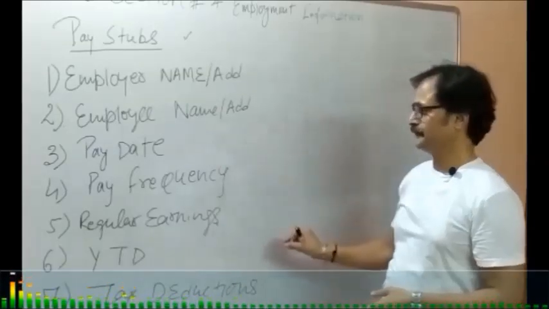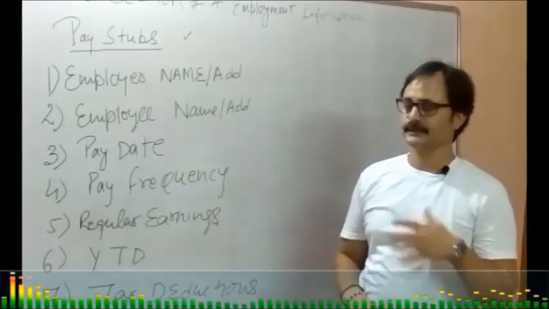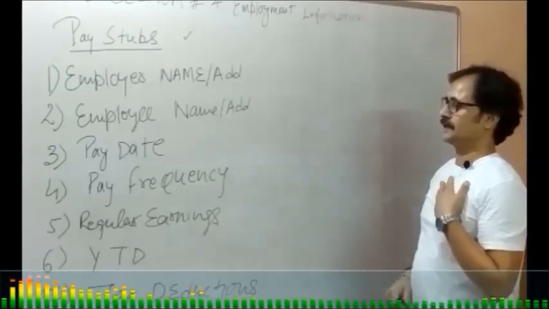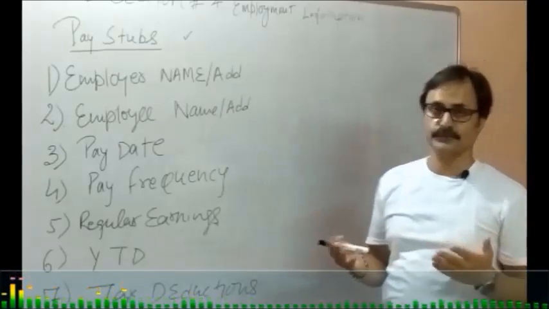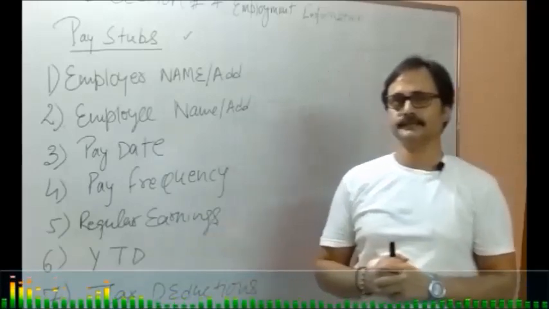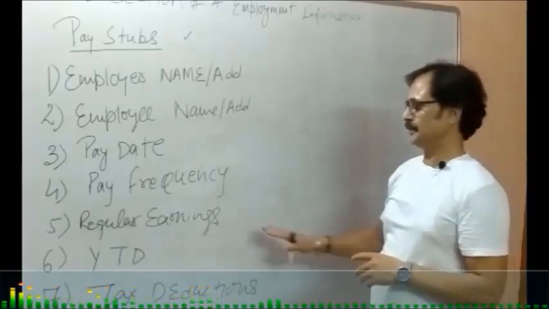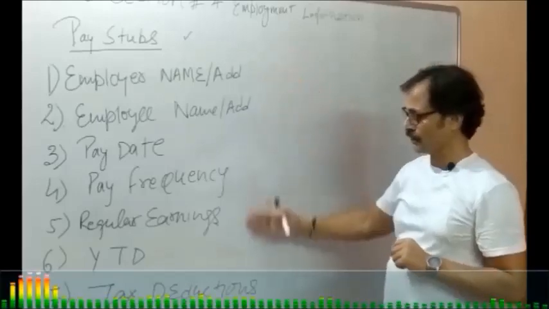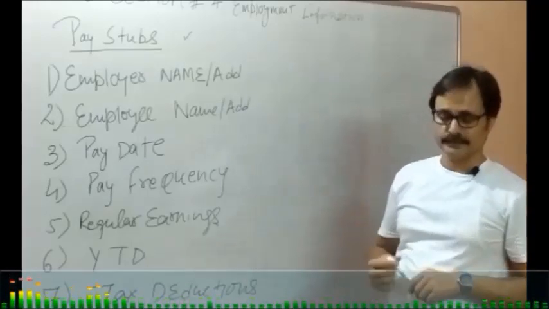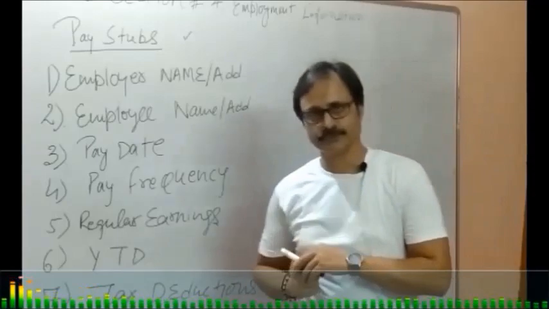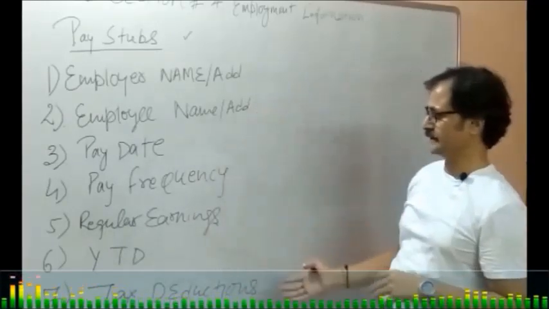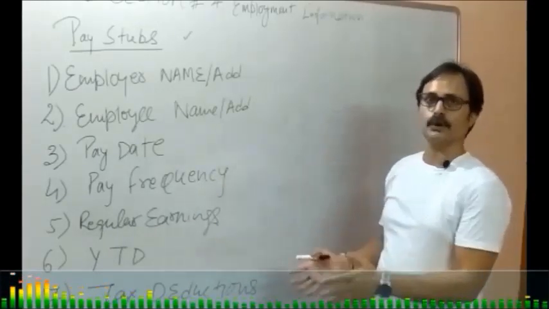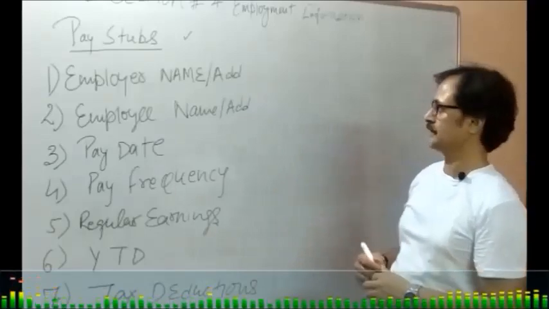If any of the terms is missing, then we cannot consider that a valid pay stub. All these 7 terms should be there, either the term itself or the information should be there. So let's see what these terms are and why they are so important. What is the significance of these terms?